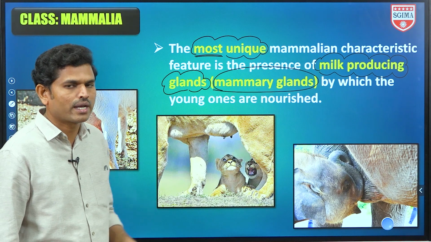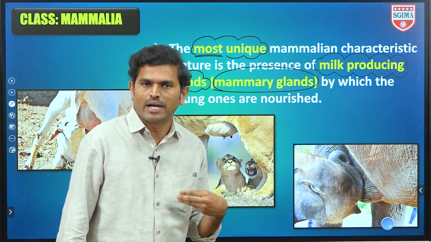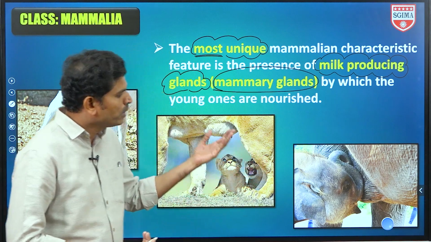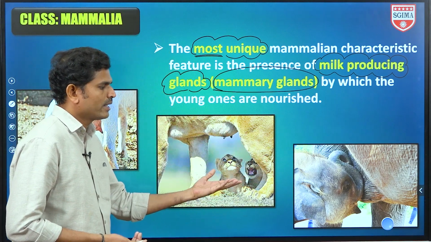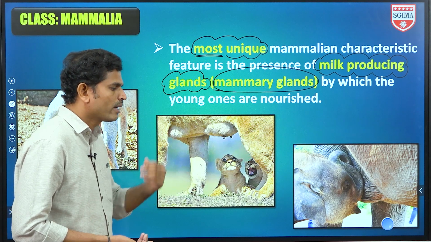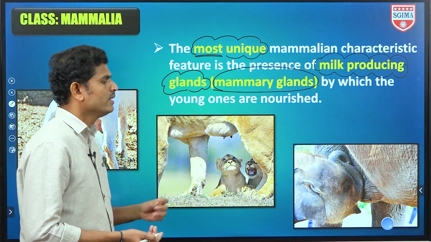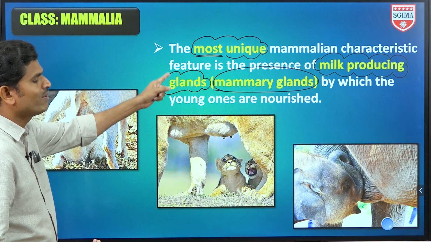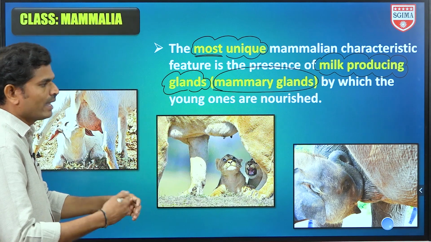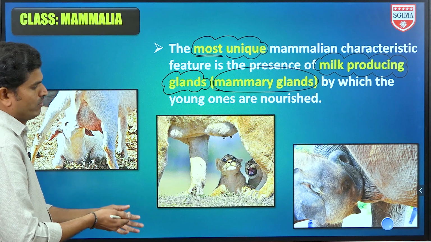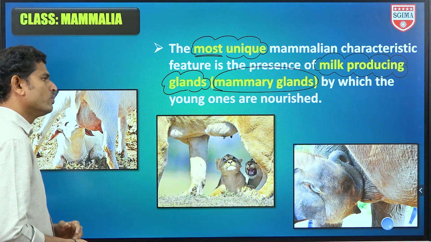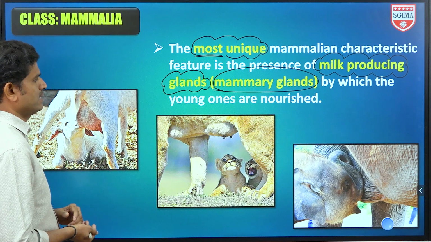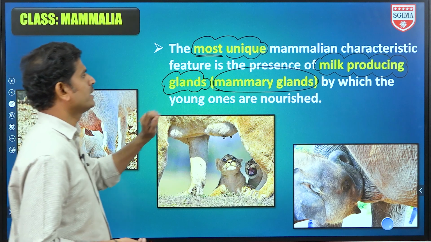Young ones are unable to take food material directly, because the digestive system is not that developed. So if food is given directly, there can be problems, infection, they may not be able to digest, and then there is a chance they may die. That's why mother organisms which have mammary glands suckle the young ones, feed and bring up the young ones. Even human beings come under mammals. So this is a very important character.